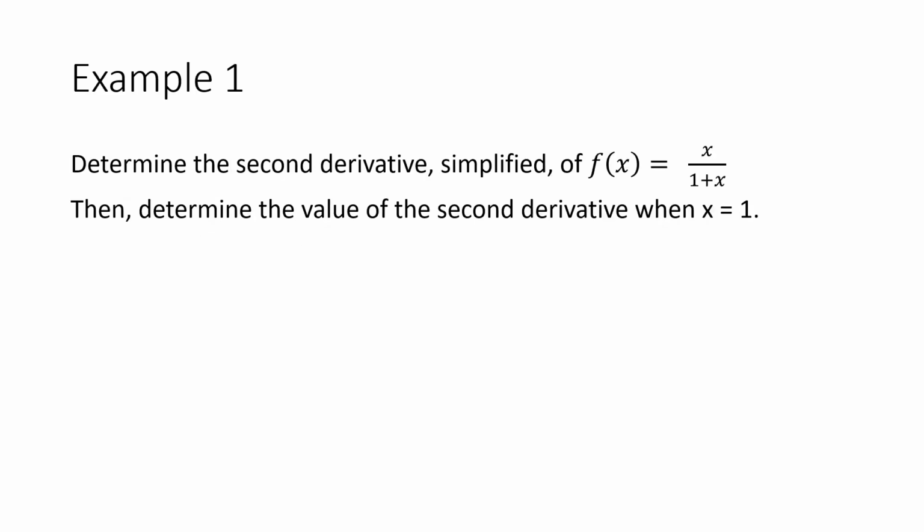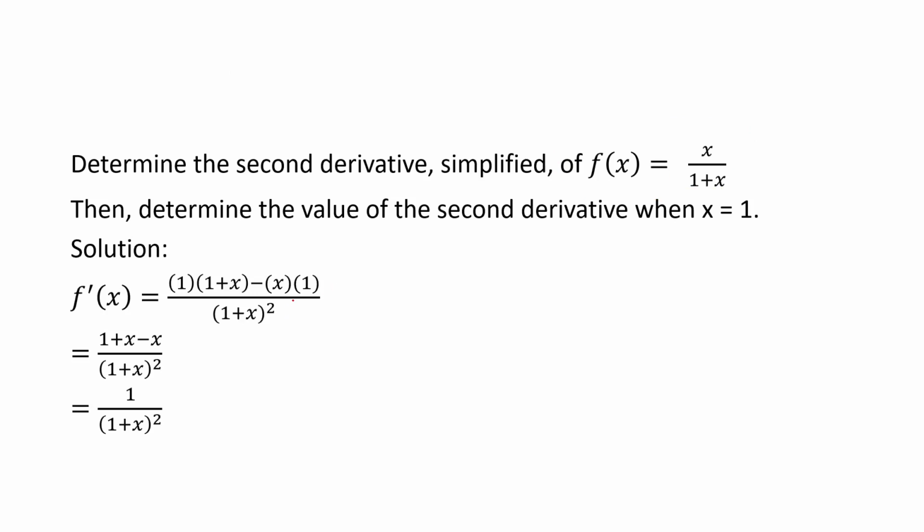So let's get into some examples. In this first one, we want to determine the second derivative, simplified, of this expression. First, we'll do that, and then we'll worry about what it equals when x equals 1. So in order to determine the second derivative, we need to determine the first derivative. We're going to use the quotient rule on that expression right there. So we have the derivative of the top times the bottom minus the top times the derivative of the bottom, all over the denominator squared. When we simplify that, we get 1 over (1 plus x) squared. That's the first derivative.